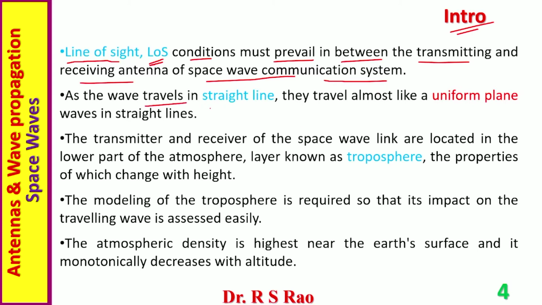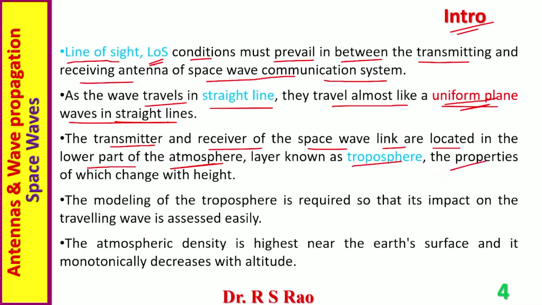As the wave travels in a straight line, they travel almost like uniform plane waves in straight lines. So space waves travel as uniform plane waves in straight lines. The transmitter and receiver of the space wave link are located in the lower part of the atmosphere. This lower part is called, as already mentioned, troposphere. The properties of this part of the atmosphere change with height. The modeling of the troposphere is required so that its impact on the traveling wave is assessed easily.